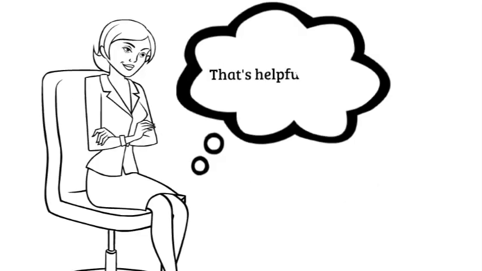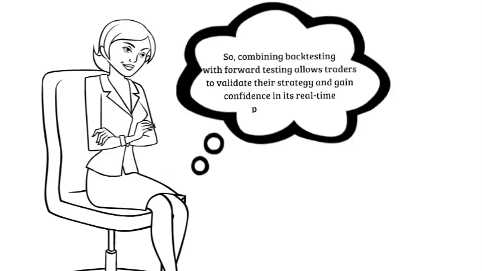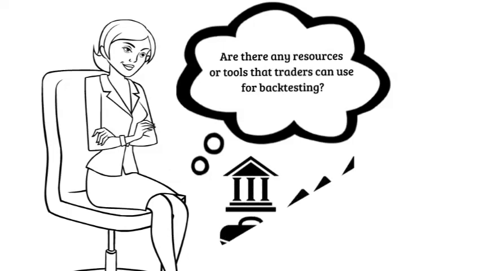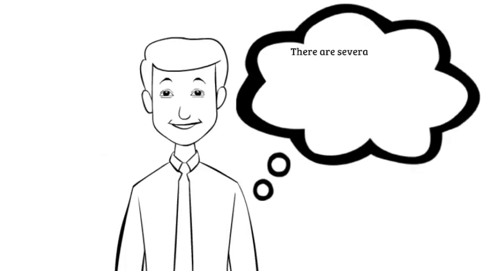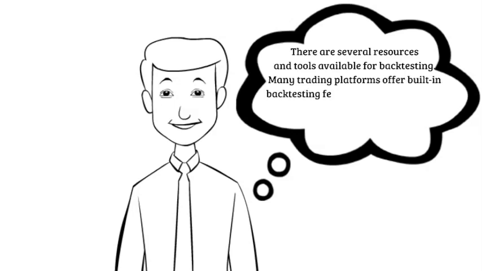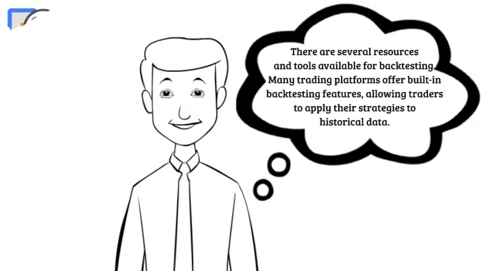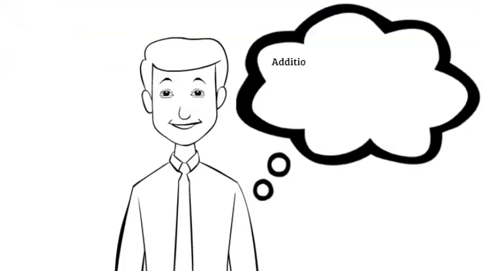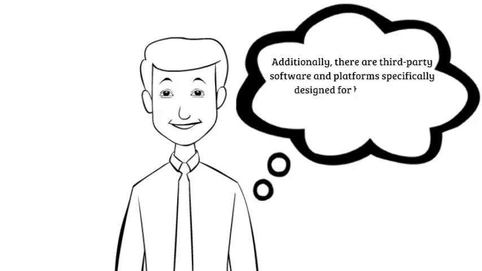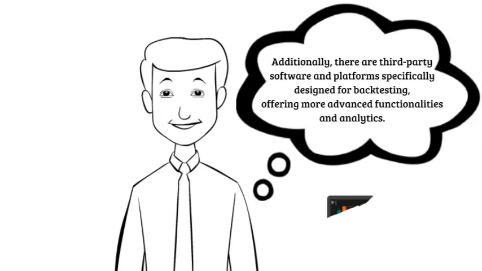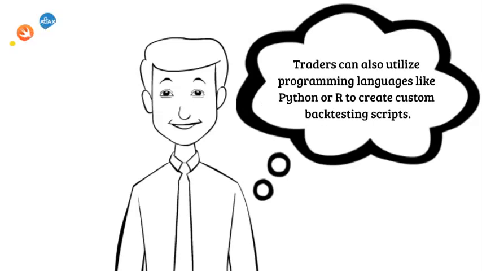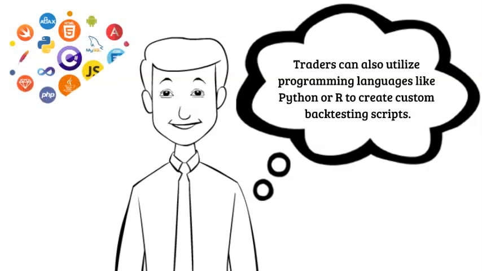That's helpful advice. So, combining backtesting with forward testing allows traders to validate their strategy and gain confidence in its real-time performance. Are there any resources or tools that traders can use for backtesting? There are several resources and tools available for backtesting. Many trading platforms offer built-in backtesting features, allowing traders to apply their strategies to historical data. Additionally, there are third-party software and platforms specifically designed for backtesting, offering more advanced functionalities and analytics. Traders can also utilize programming languages like Python or R to create custom backtesting scripts.